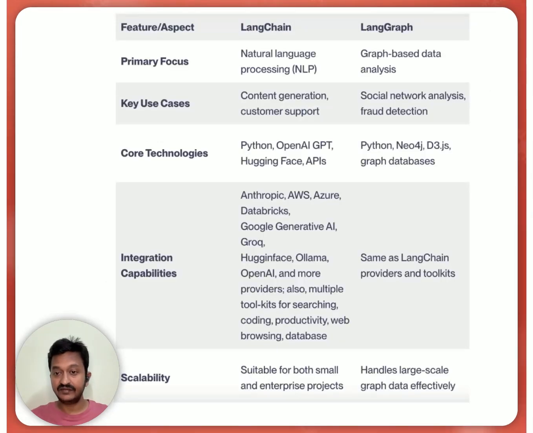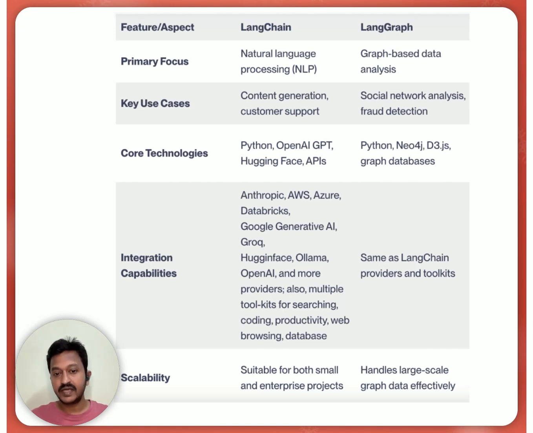So many people might still have this confusion, right? What is the difference between LangChain and LangGraph? As you can see, here is a simple diagram that shows the differences between LangGraph and LangChain. The primary focus of LangChain is basically NLP, natural language processing, whereas for LangGraph, it is graph-based data analysis, right? As we saw, there were nodes, there were agents which were all connected to basically build a workflow, where it's very helpful to build AI applications and corrective RAG workflow, right?